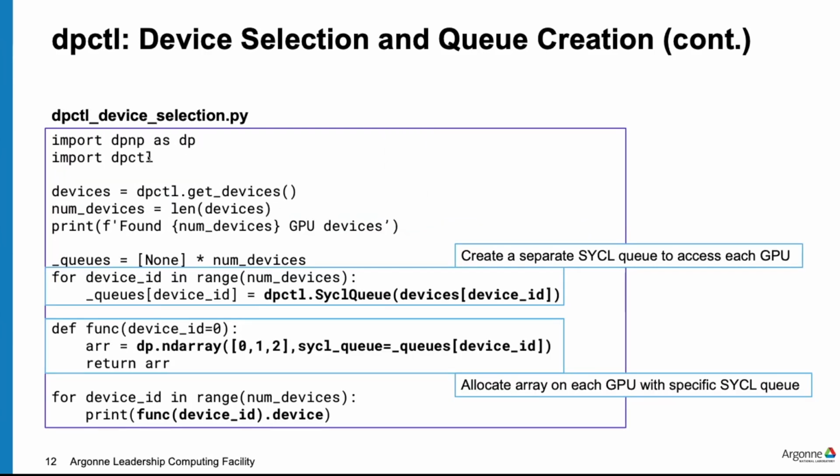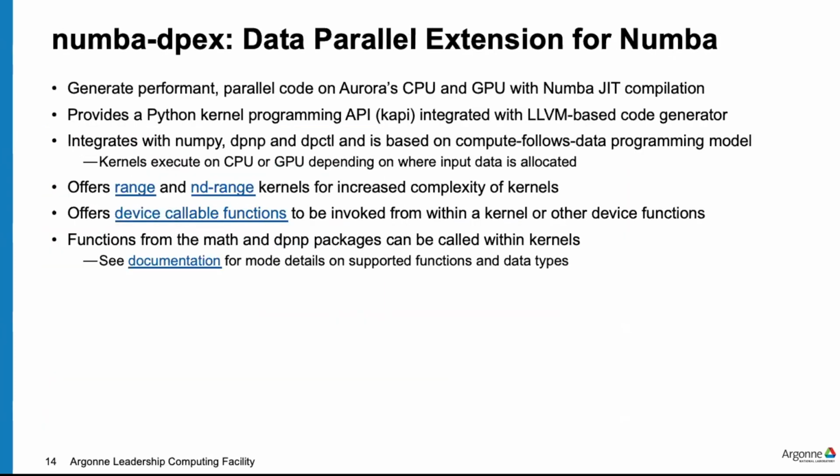So again, dpctl and DPNP really work together. DPNP does the traditional linear algebra, array manipulation and array creation. But dpctl gives you fine-grained control, if you want, over where these kernels run and what queues these kernels are run on. And something to note is that you can create multiple queues for the same device. So you can, in that way, have the control that SYCL would give you, but from Python.